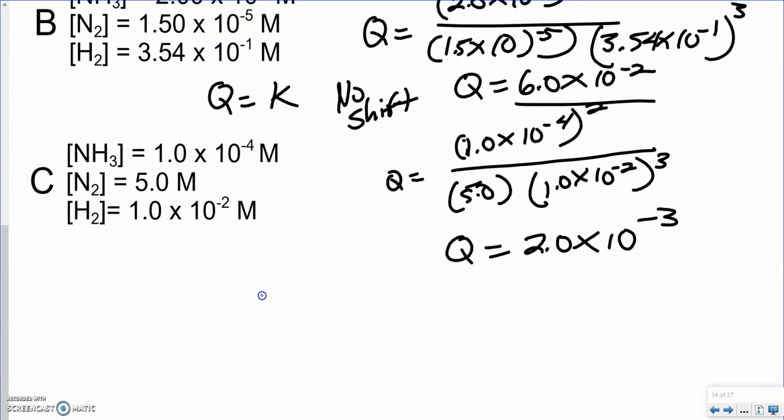Down here, though, if we were to look at it, Q is actually less than K. Q is smaller than K. So what does that mean? That means products over reactants. If I was to look at that, that means my products are smaller than they should be, or my reactants are bigger than they should be, however you want to think about that, which means I'm going to get a shift towards products or a shift towards the right side of the reaction. Okay?